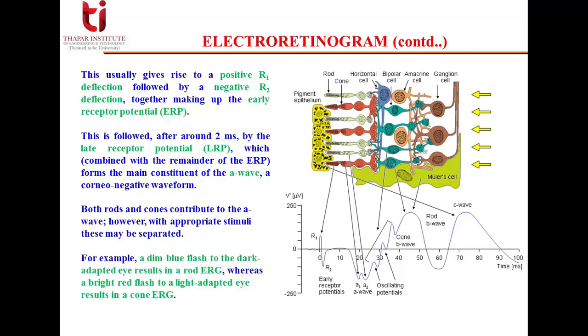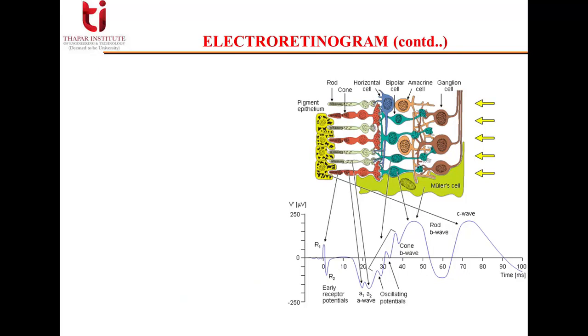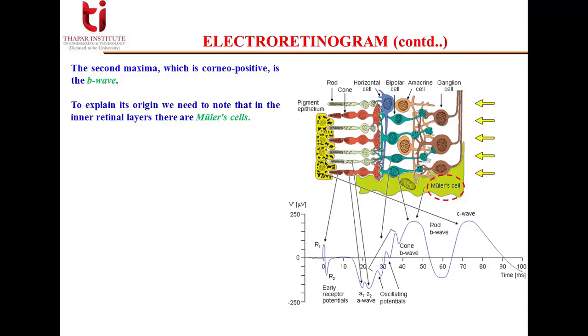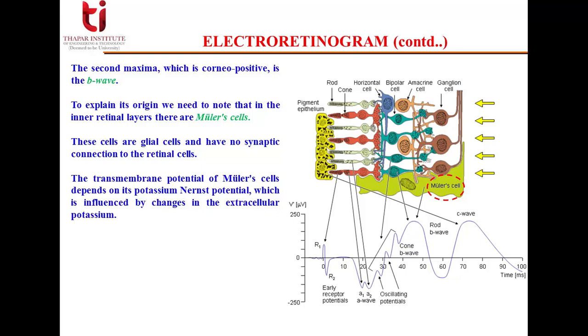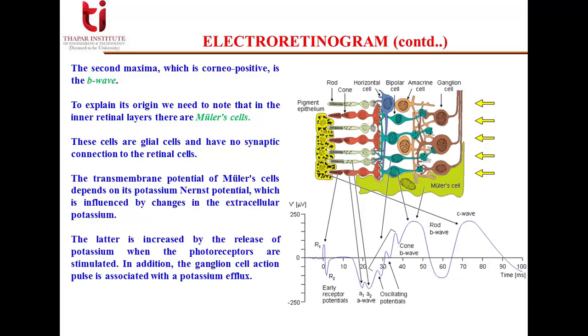For example, a dim blue flash to the dark adapted eye results in a rod ERG, whereas a bright red flash to a light adapted eye results in a cone ERG. Now another kind of maxima which is corneopositive is the B wave. To explain its origin, we should know what we mean by Muller cells. These cells are glial cells and have no synaptic connection to the retinal cells. The transmembrane potential of Muller cells depends on its potassium Nernst potential, which is influenced by changes in the extracellular potassium. The latter is increased by the release of potassium when the photoreceptors are stimulated.